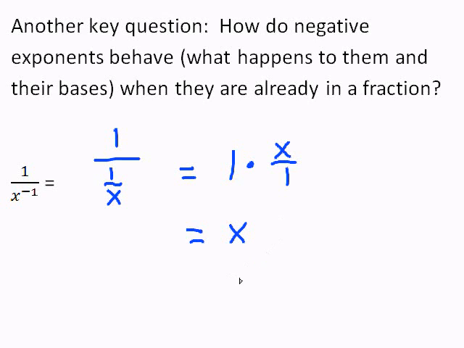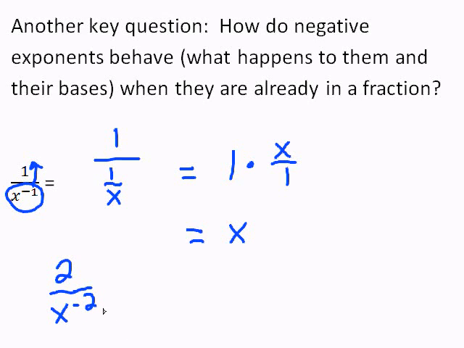What I really want you to take from this is that if you have a negative exponent in the denominator of a fraction, you can move the position of the base from the bottom to the top, and it changes the exponent from negative to positive. Let me show you just one more example. What happens if I have 2 over x to the negative 2?